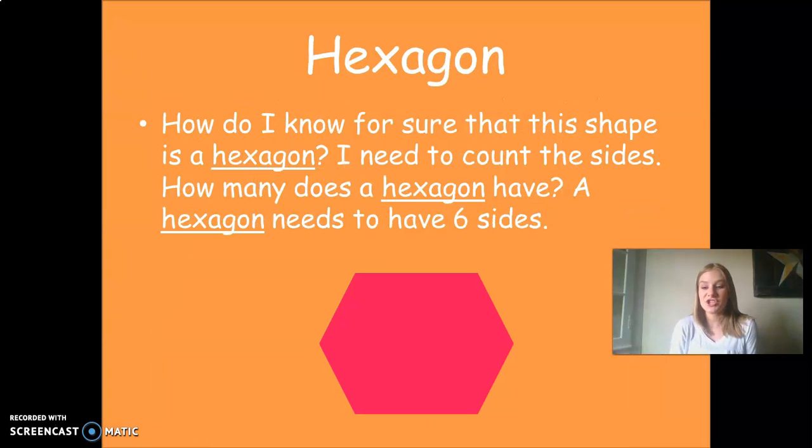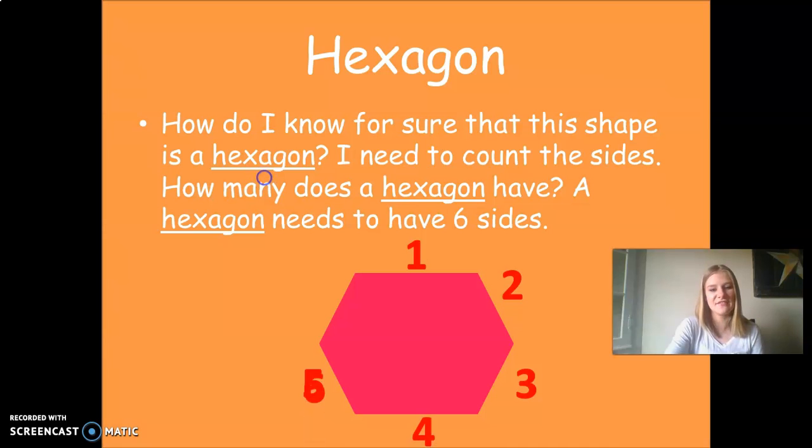And the last shape that you're going to see in some of your packet work is a hexagon. And if you knew this was a hexagon, awesome job. If you didn't, that's okay because now you know. But how do I know that this is a hexagon? I have to count the sides. A hexagon has to have 6 sides, so let's count. 1, 2, 3, 4, 5, 6.